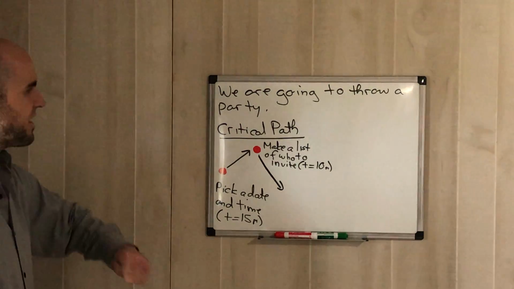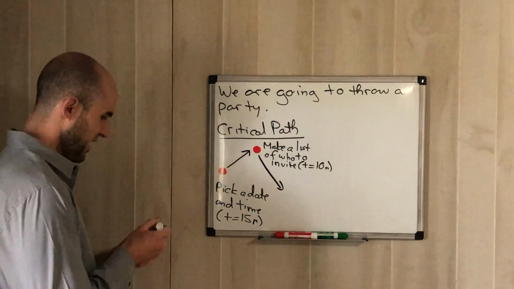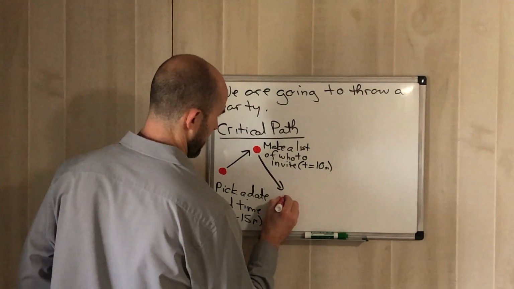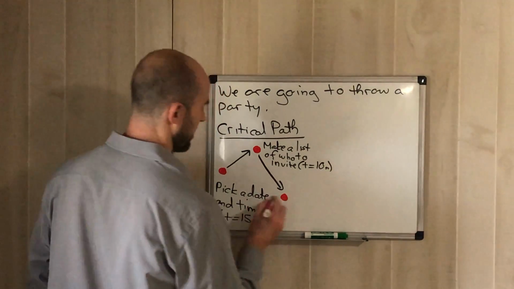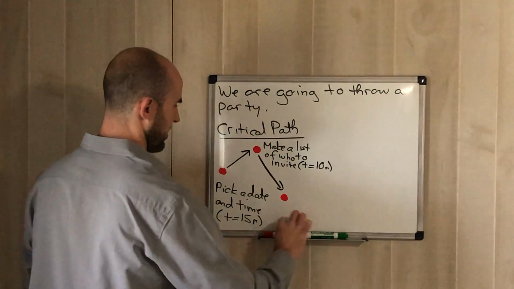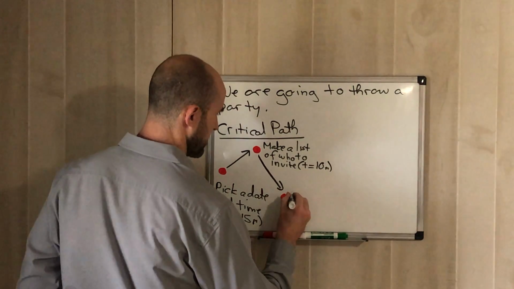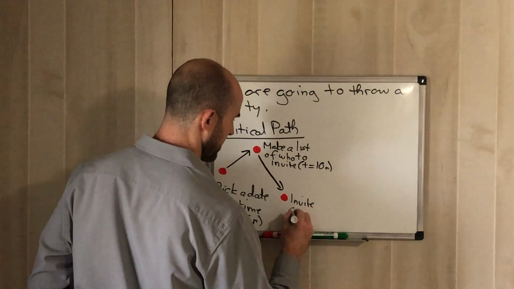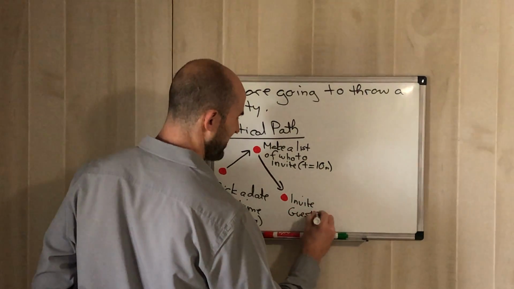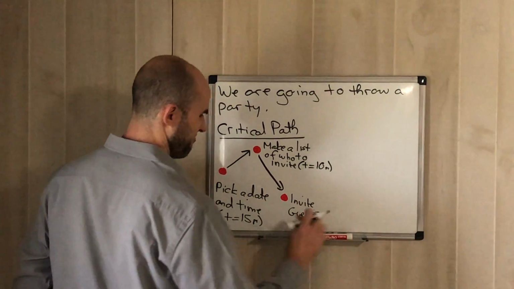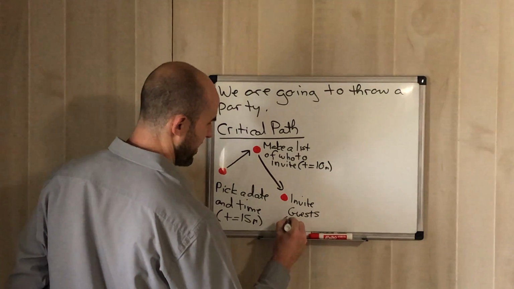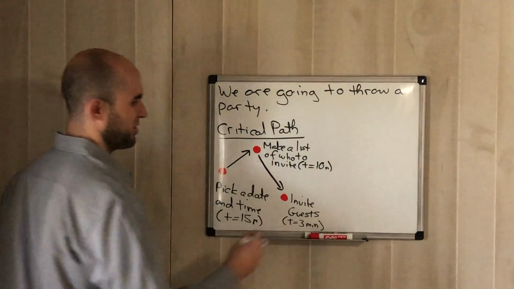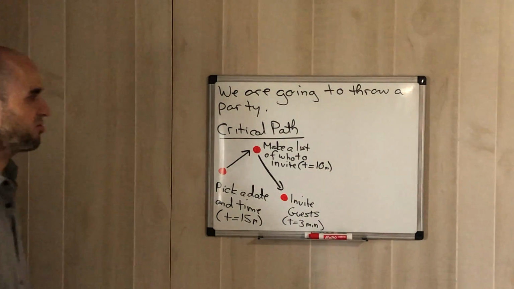So we picked a date, we made a list of who to invite. Now that we have that list, I can actually invite the guests, right? And for me to invite guests, how long do I think it would take? Probably 2-3 minutes, right? 3 minutes. Because for me, it would just end up being sending out a text message.